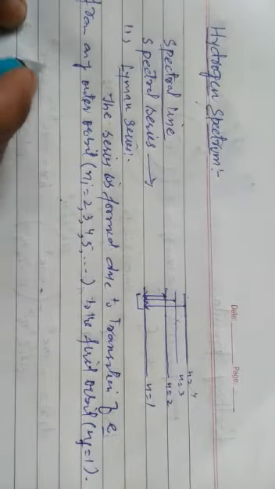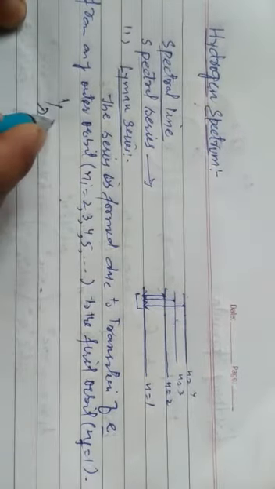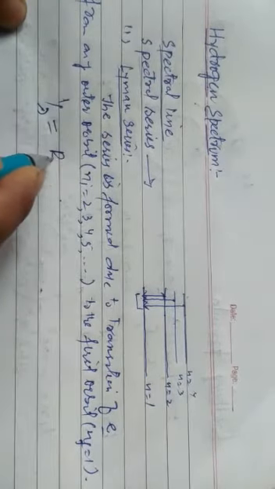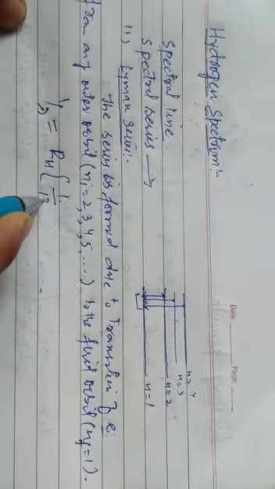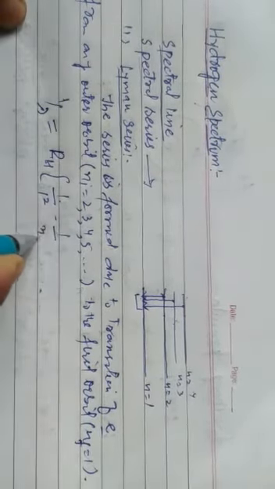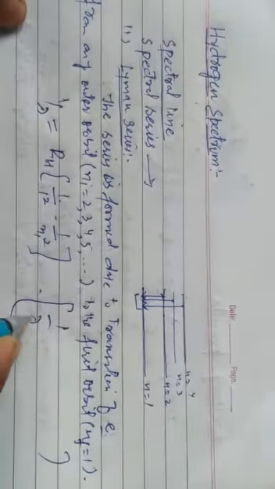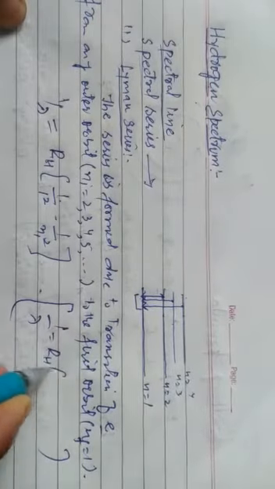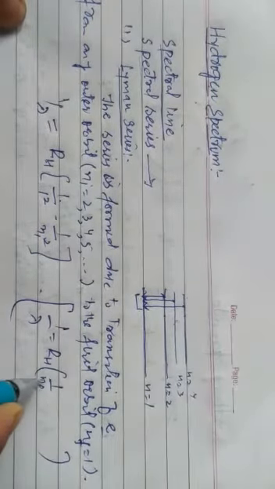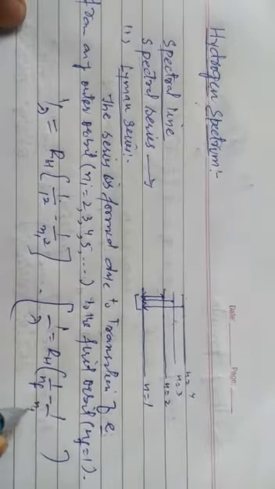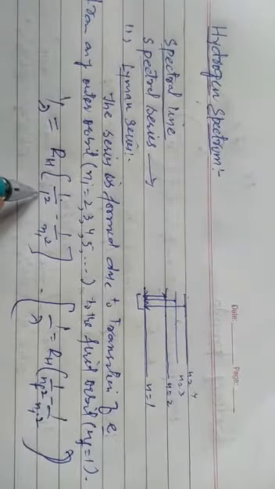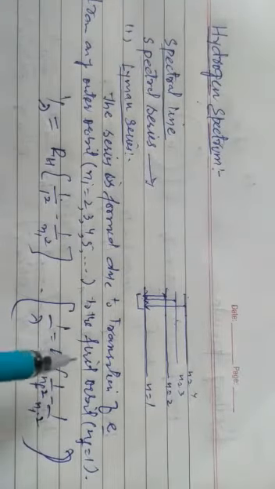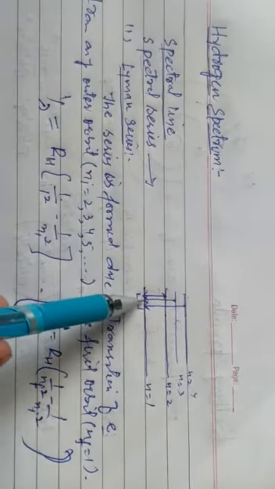The wavelength of this series is given by the Rydberg formula: 1 by lambda equals RH times 1 by 1 square minus 1 by ni square. Actually, the formula is 1 by lambda equals RH of 1 by nf square minus 1 by ni square. This is the formula. But why am I using 1 square? Because the electron has to come down, and it has to come to the first energy level.